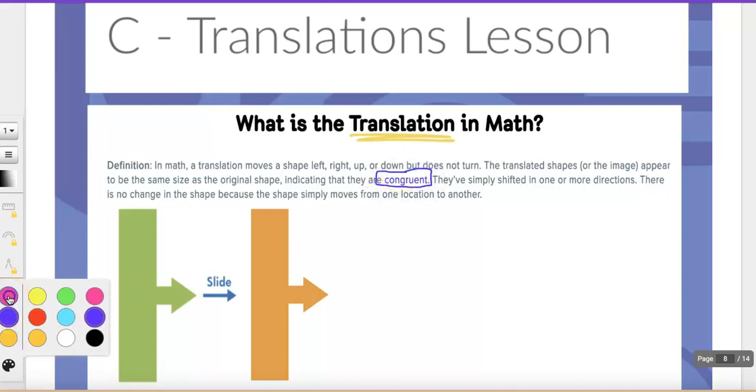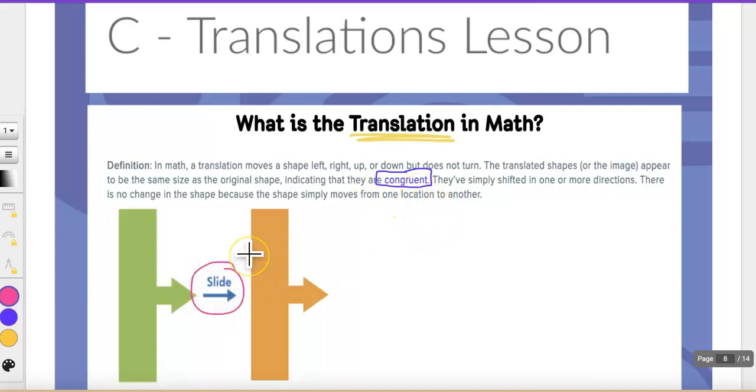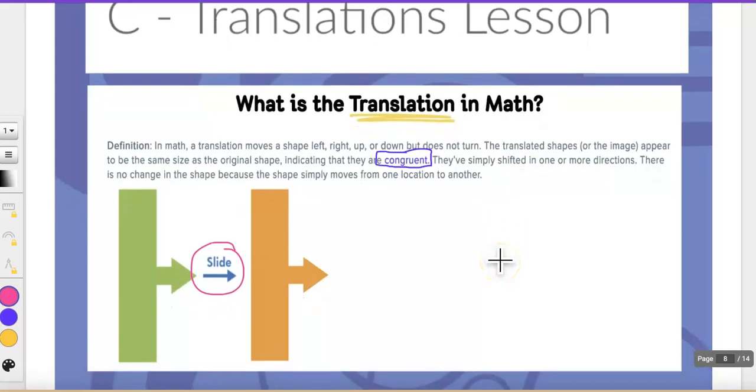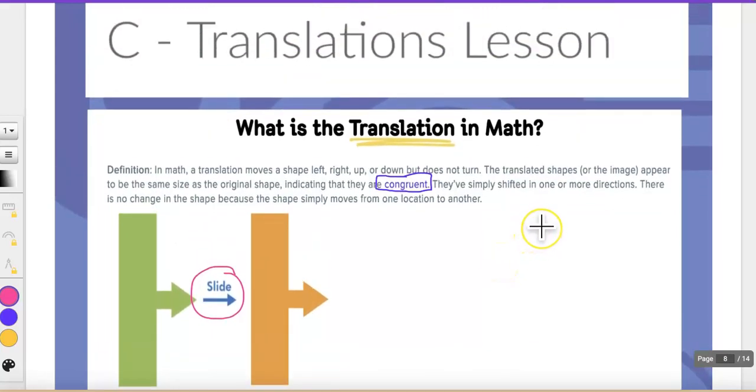They are congruent shapes. Okay, they have shifted simply in one or more directions. There is no change in the shape because the shape simply moves from one location to another. The keyword to keep in mind is slide. Alright, that's the only thing you should keep in mind. Just slide, that's your translation. Please make sure you take notes.